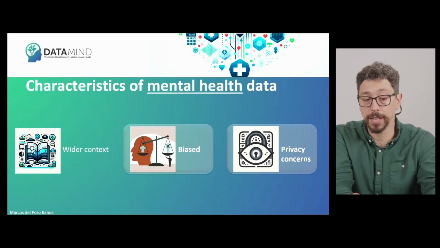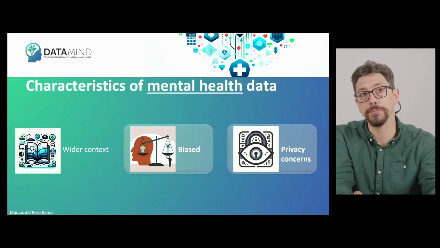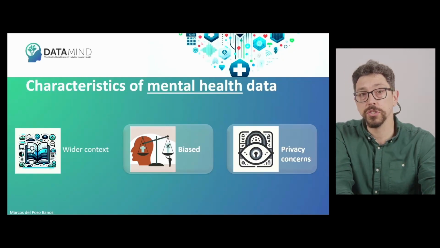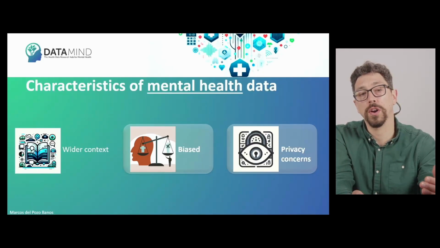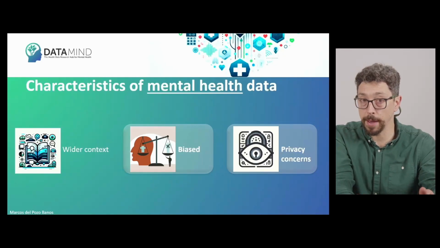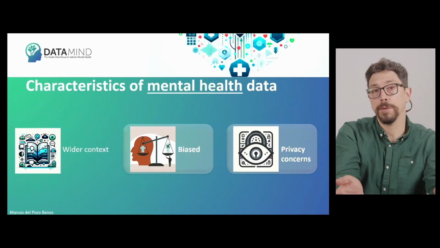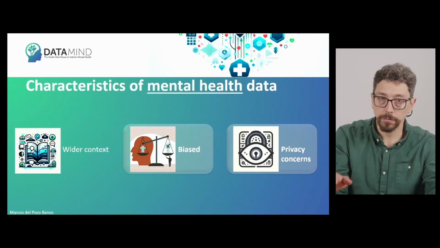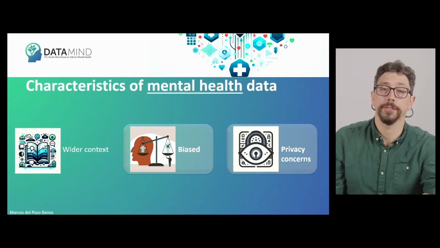And also, they are subject to unconscious biases by clinicians, and that can affect the type of information that is recorded about them or the type of diagnosis that they receive. And this is because there is a lot of stigma still nowadays around mental health, which is why there are heightened privacy concerns around mental health data. So again, these are all things that we need to keep in mind when we are processing mental health data.